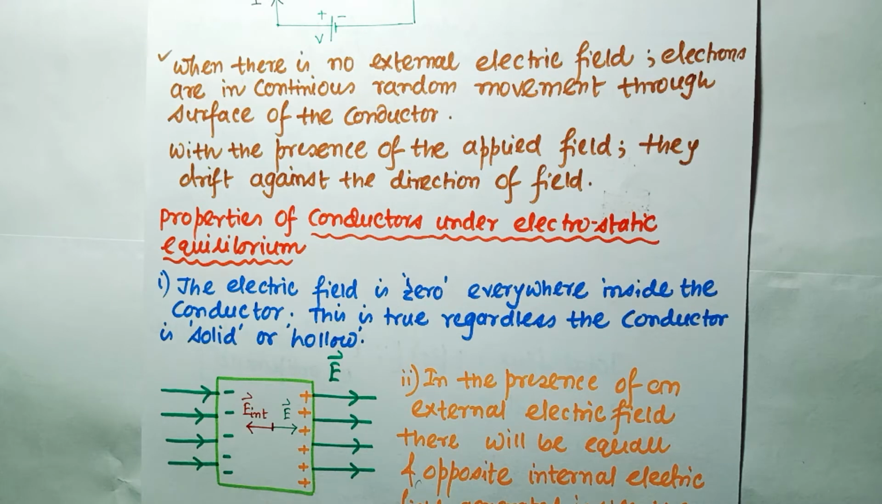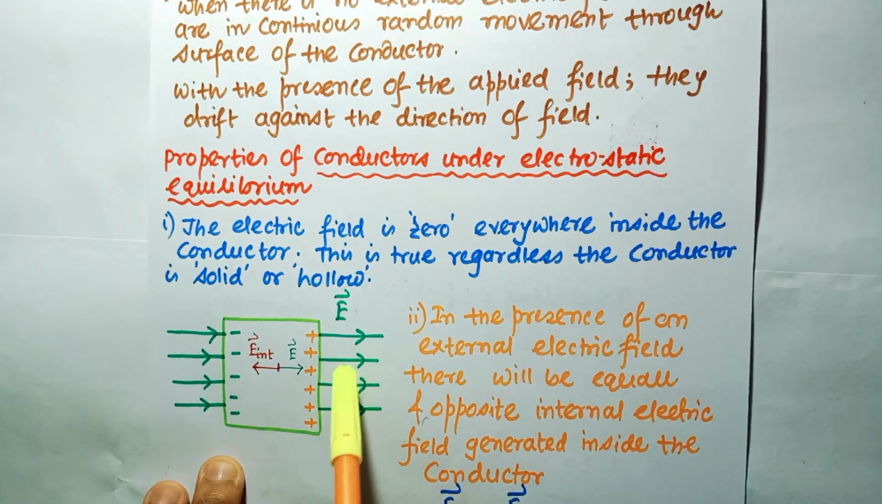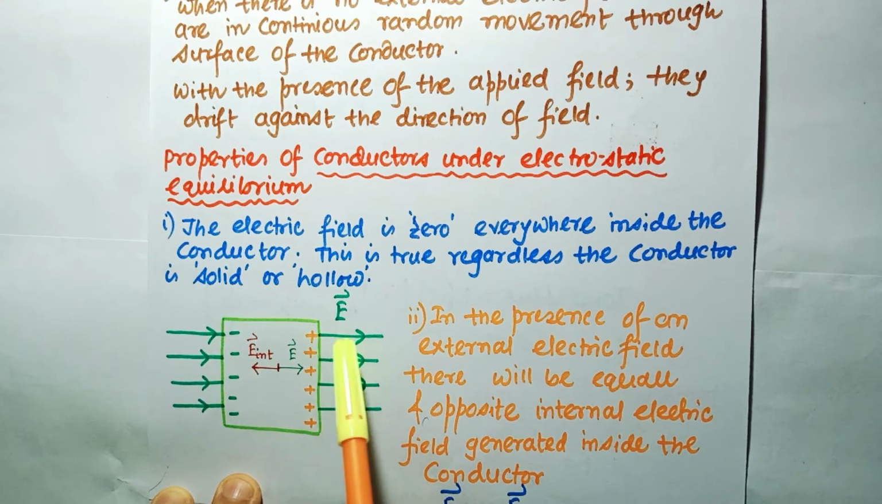Now suppose I place a conductor in an electric field E. You can see from the figure I placed one conductor in the external electric field E. Due to the presence of the electric field, the electrons will move in the opposite direction of the electric field. The electric field is acting from left to right, so the electrons will move from right to left and get accumulated in this part of the conductor, and the positive ions will be accumulated in that part.